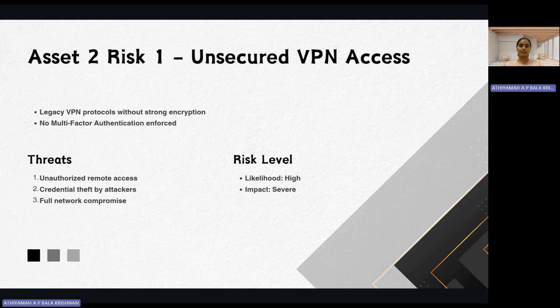This creates a serious vulnerability because if an attacker manages to steal or guess an employee's login details, they can connect remotely and gain access to the internal network as if they were working inside the office. This could allow them to move deeper into the network, collect sensitive information, and disrupt services. The likelihood of this risk is high because many attackers start by targeting weak remote access points. The impact is severe since a single compromised VPN connection can lead to a full network compromise.